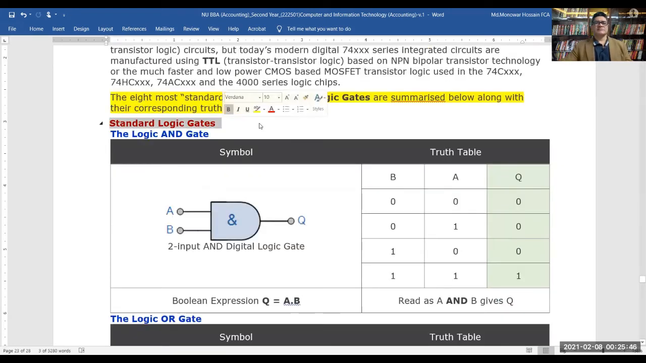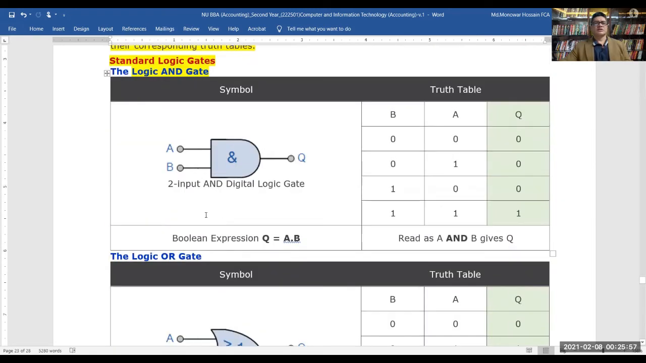Standard logic gates: the logic AND gate. The symbol is that of a two-input digital logic gate, and the Boolean expression is Q equal to A.B. That means the truth table would be this one.